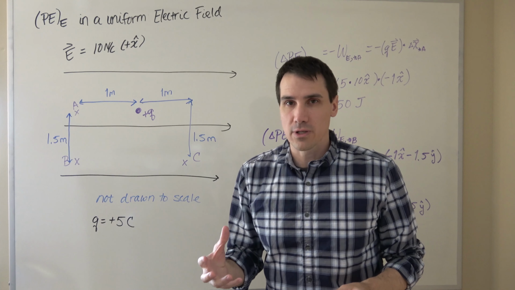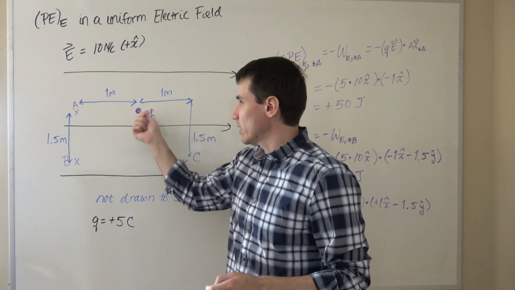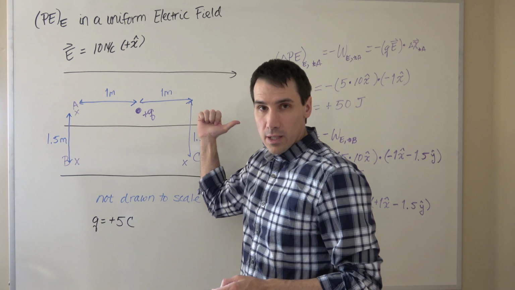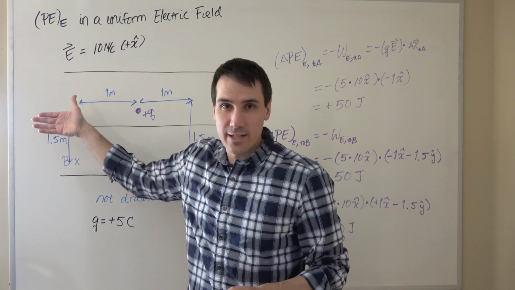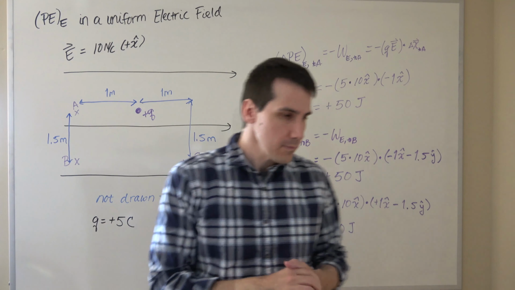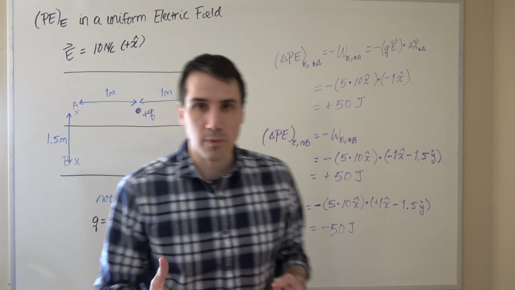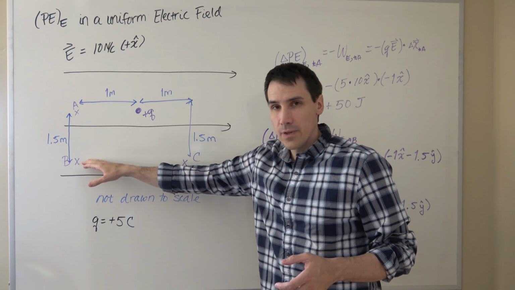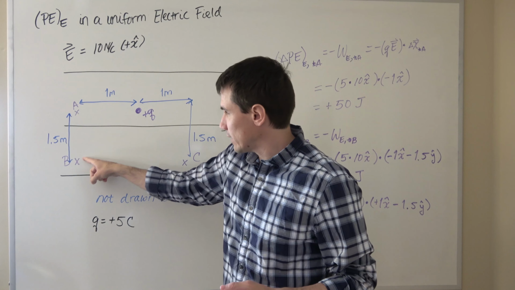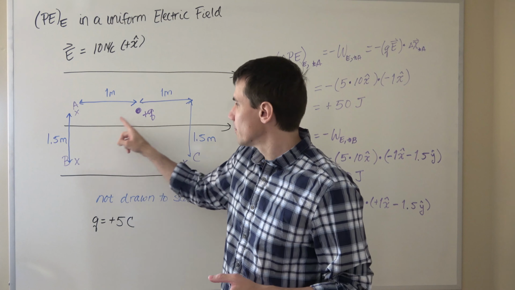This makes sense based on our intuition because the force on this particle due to the electric field is to the right. When I move against a conservative force, I increase my potential energy. All right, let's see what happens when we move to point B. So to get to point B, we're going to travel along this line here. This is our displacement vector.